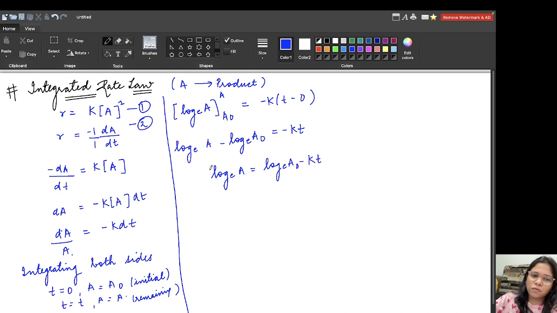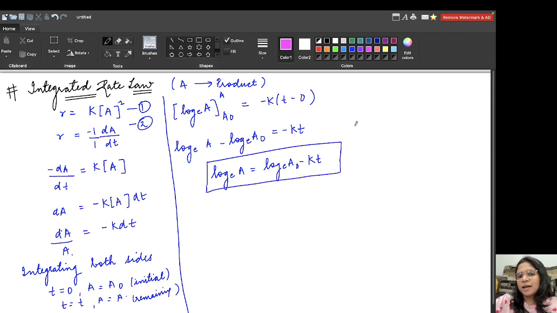This is your first order reaction, the first order integrated rate law. How will you remember? Just remember, in the zero order reaction we used to write [A] equals [A]0 minus Kt, right? Here you just put log base e. This is your integrated rate law of a first order reaction.